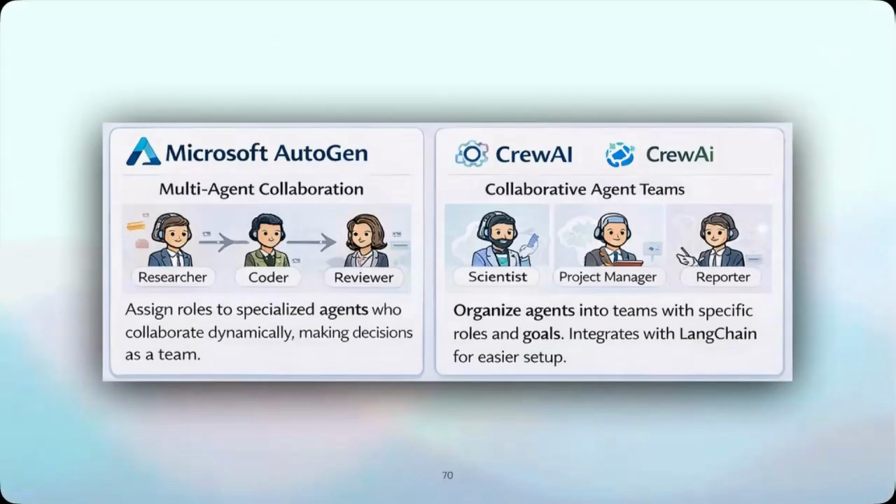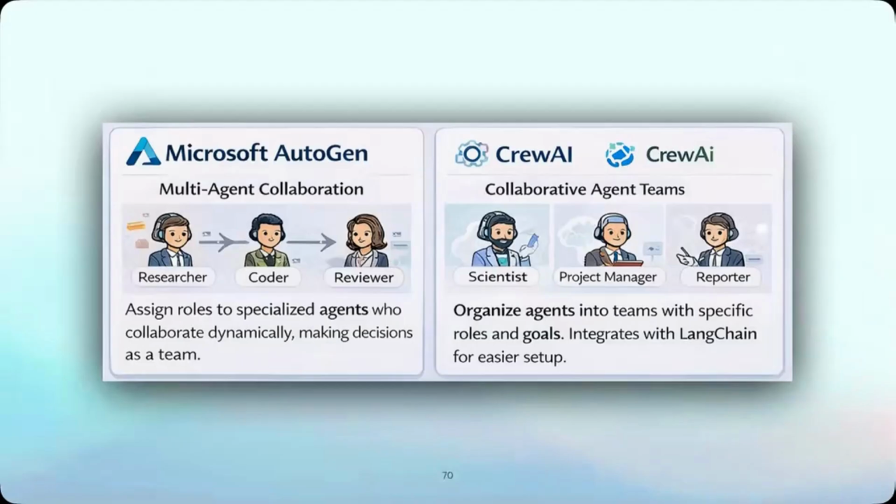Next is Microsoft AutoGen, which is designed specifically for multi-agent collaboration. Here, you assign roles like researcher, coder, or reviewer, and the framework manages the conversation between them. The agents exchange messages, share context, and even make decisions together. Since it is built by Microsoft, it integrates smoothly with Azure and OpenAI services. This makes it especially useful for scenarios where different specialized agents need to work together on complex tasks.